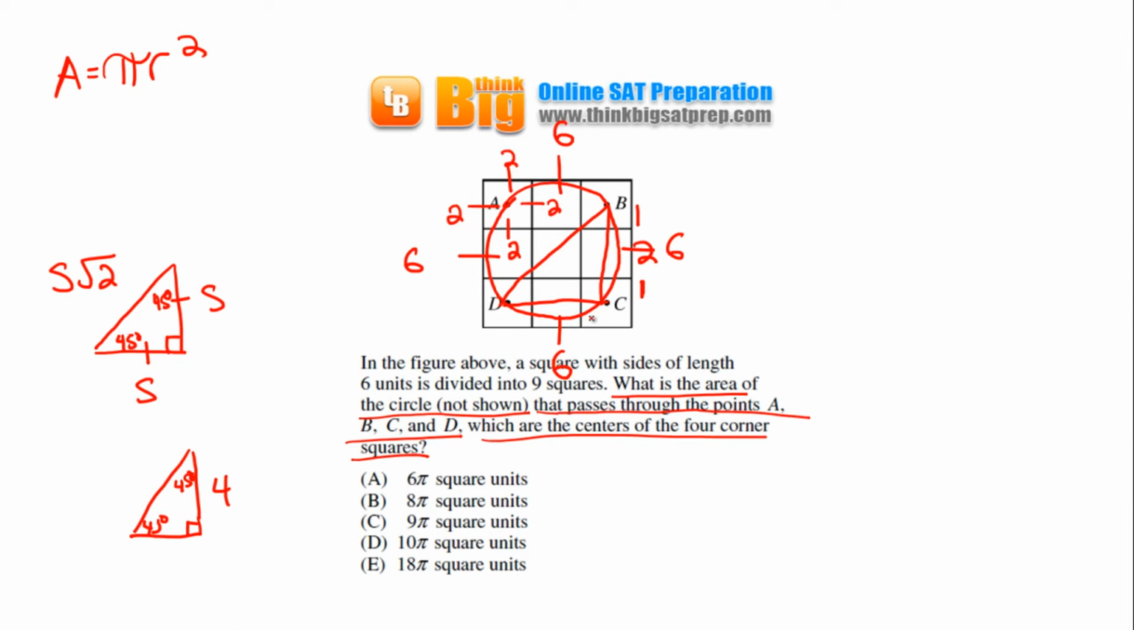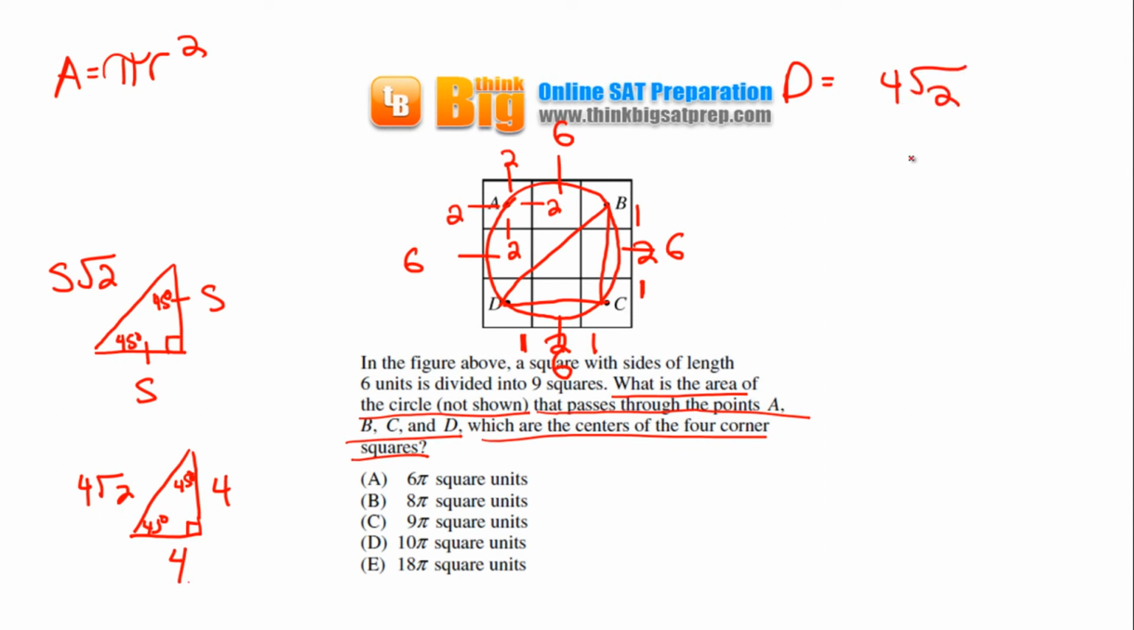Now let's look at the other leg of the triangle. Half of 2 is 1, half of 2 is 1. 1, 2, 3, 4 again. S is 4, so the hypotenuse is 4 root 2. What is 4 root 2? 4 root 2 is the diameter of the circle. D equals 4 root 2.